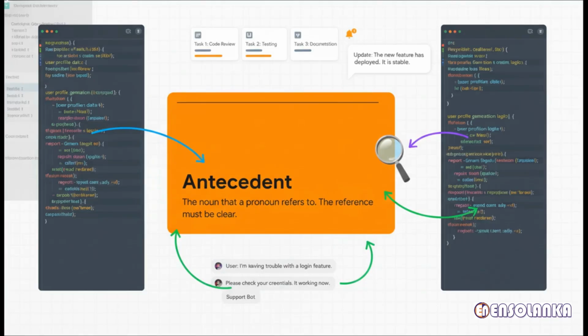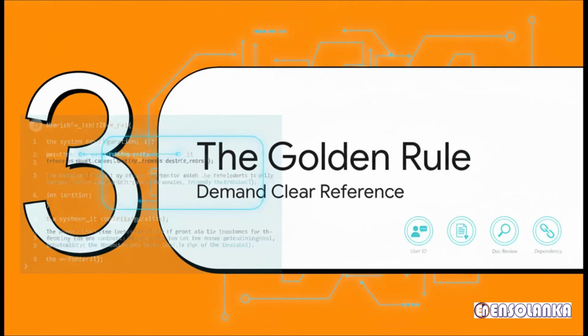And here we go. This is the absolute foundation of everything we're talking about today. The noun that a pronoun refers back to is called its antecedent. If your listener or reader can't find that antecedent instantly, you've created confusion. It's that simple. So that brings us to our golden rule. Every single pronoun must have a clear, obvious, and totally unambiguous reference.